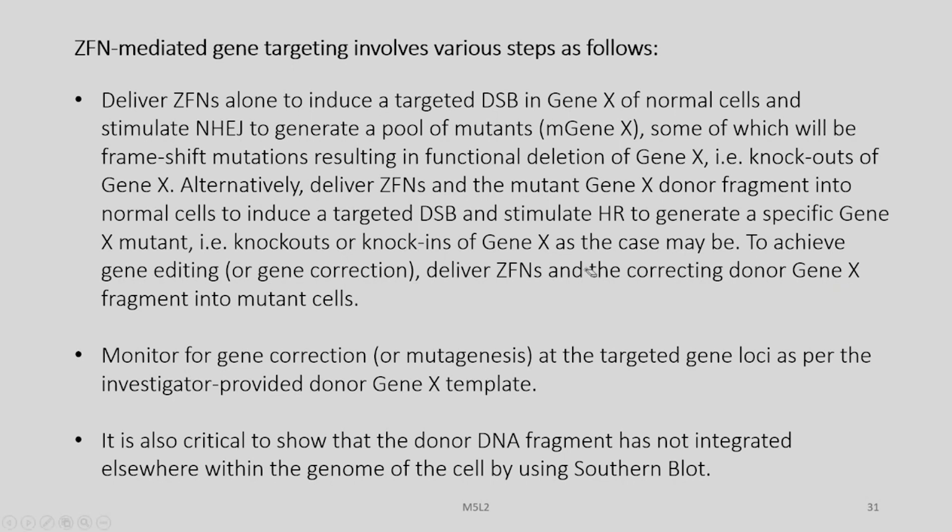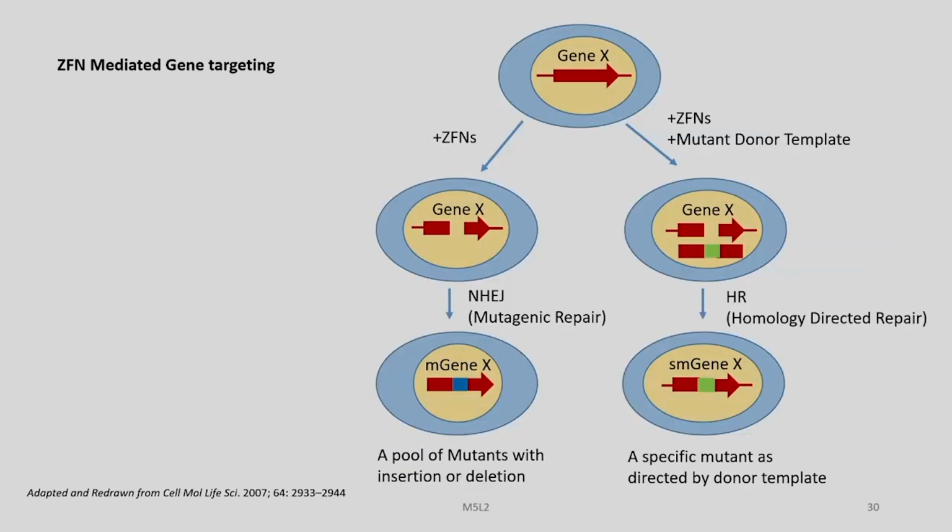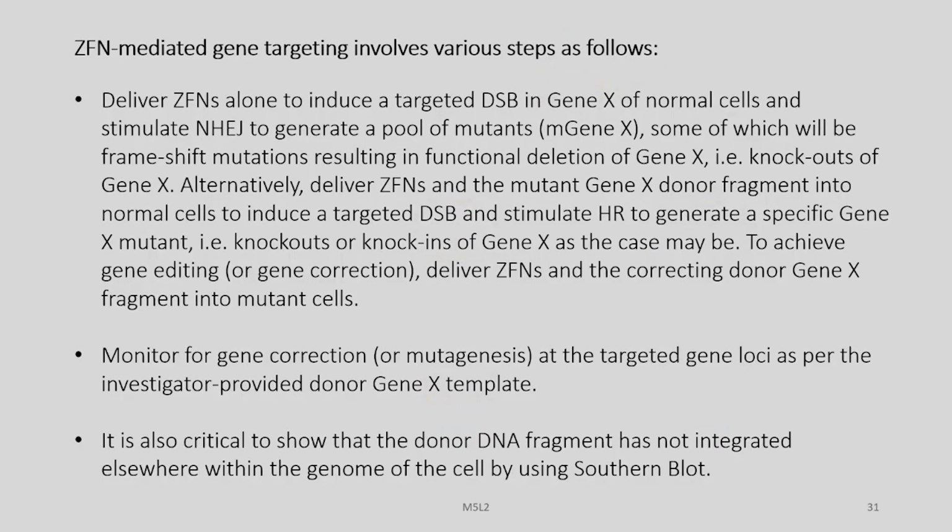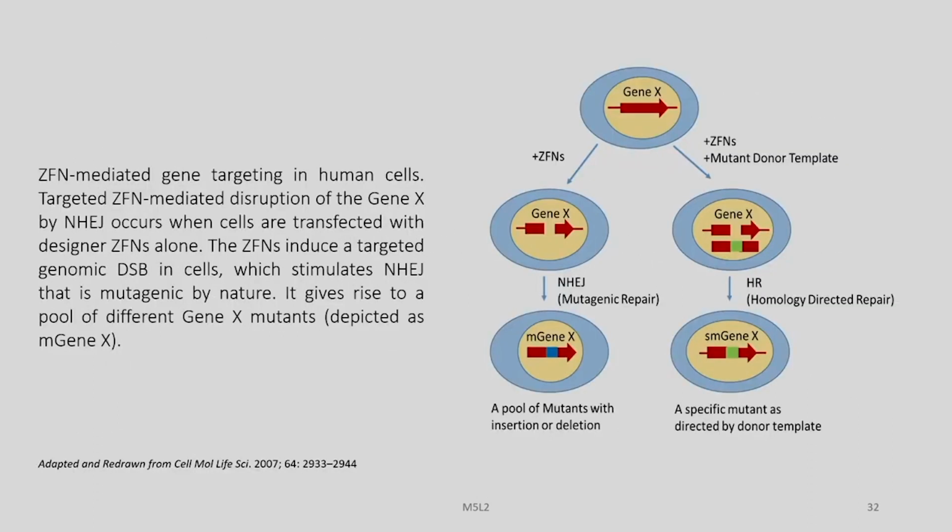The second step is to monitor for gene correction or mutagenesis at the targeted gene loci as per the investigator provided donor gene X template, and it is also critical to show that the donor DNA fragment has not integrated elsewhere within the genome of the cell by using Southern blot. So, this has to happen exactly here and not somewhere else, and that has to be confirmed. So, it is an important step in the ZFN mediated gene targeting.